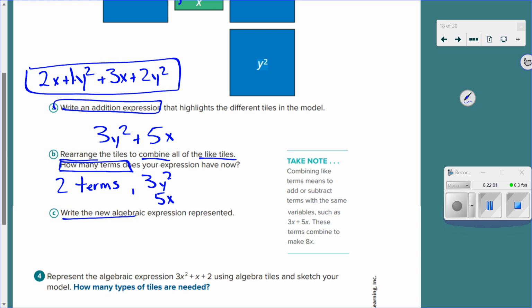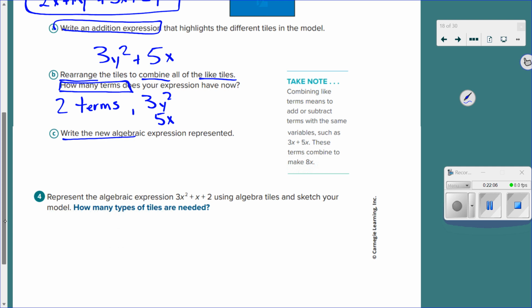Good. So we write the new algebraic expression. We actually already did that. That one's this one. So now, if I'm going to represent the algebraic expression 3x squared plus x plus 2 using algebra tiles and sketch your model, we're going to add one in. This is a totally different one. For the red x squared, we'll use red. For the x's, we'll use blue. And for the constant, let's use the green tile. Okay? So go ahead and put that model together at your table.